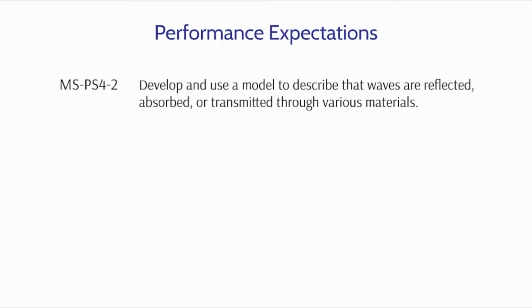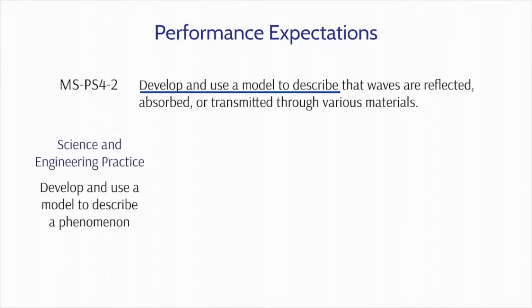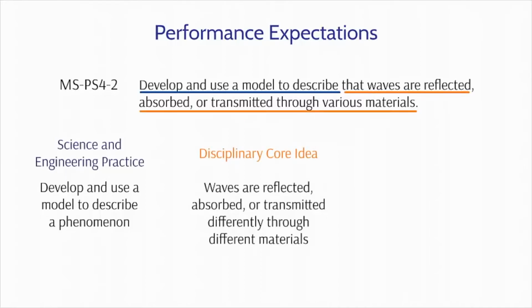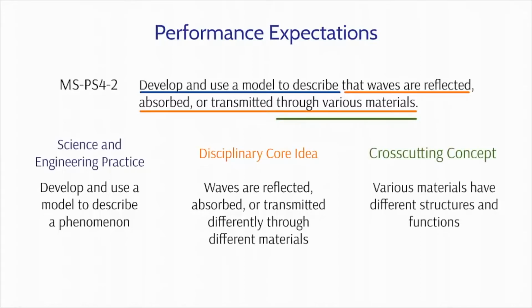Let us look at an example of a performance expectation. In MS-PS4-2, the practice is underlined in blue, the disciplinary core idea is underlined in orange, and the cross-cutting concept is underlined in green. Together, these 3 dimensions in the standard describe what all students must do by the end of instruction to show proficiency. Now that we know how performance expectations are constructed, let us look at how they are organized and named.